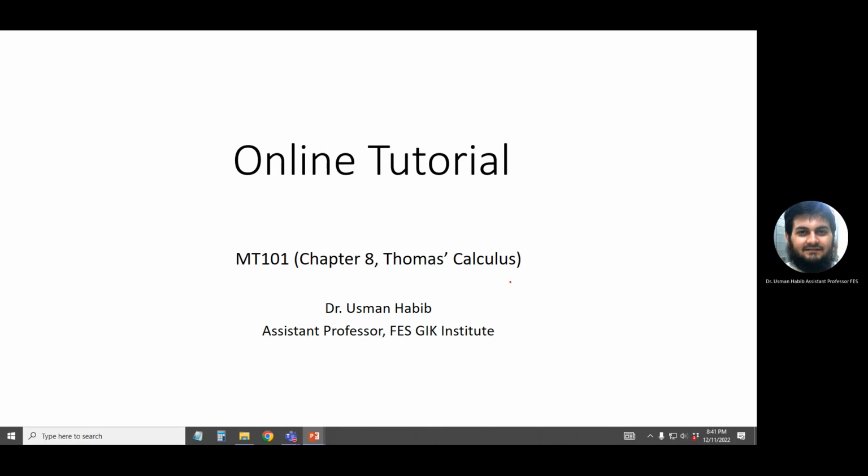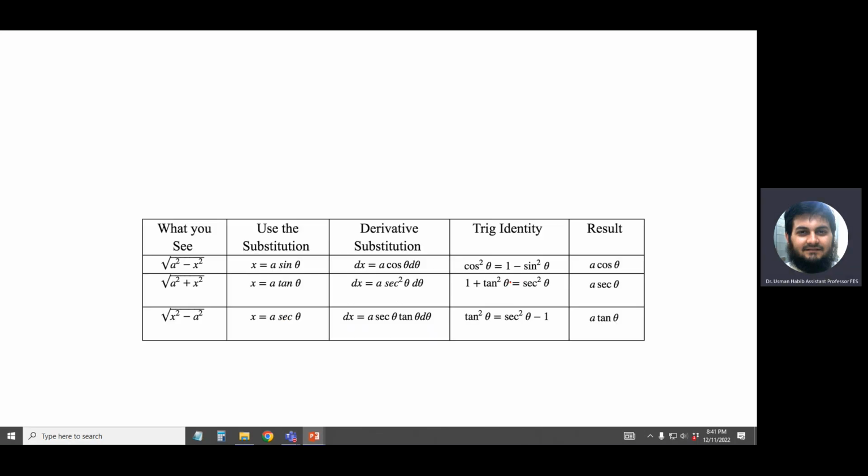So I'm going to talk about the rest of the chapter, which includes the substitution, trigonometric substitution, and then the partial fraction method. For the trigonometric substitution, remember that we discussed this table in the lectures, and we discussed in detail why we have to use a particular substitution when we see something like this. For example, the first case: we have under the root a square minus x square and use the substitution x equals a sine of theta.